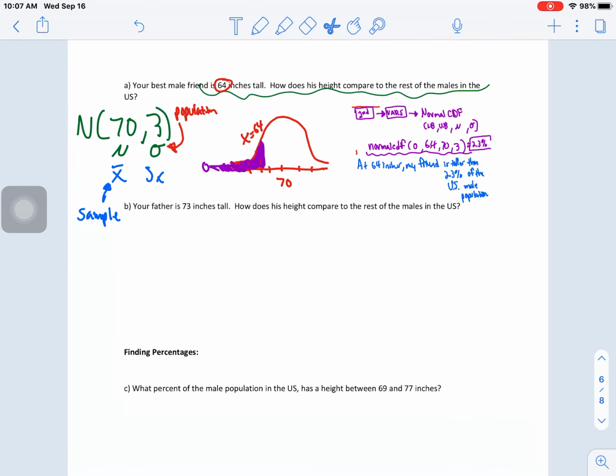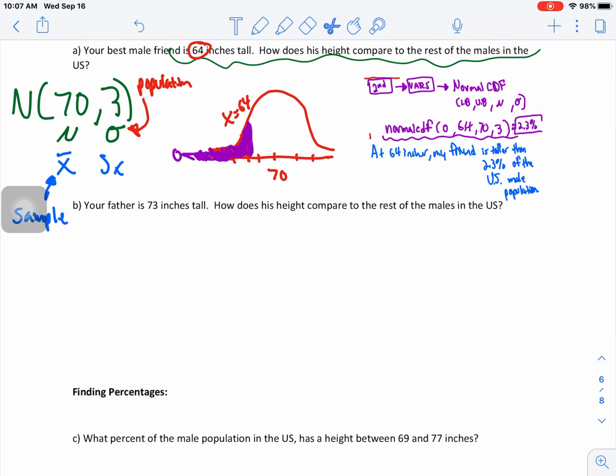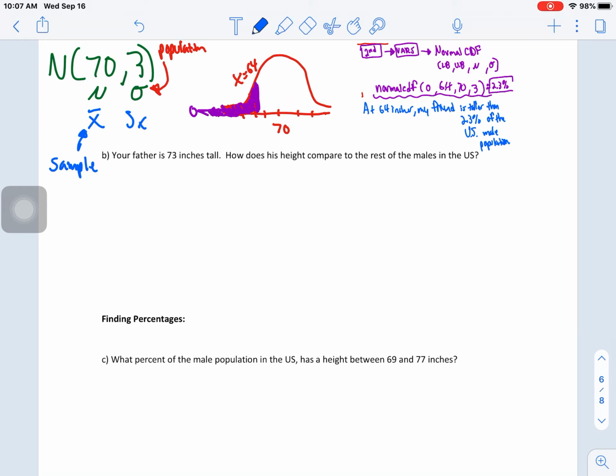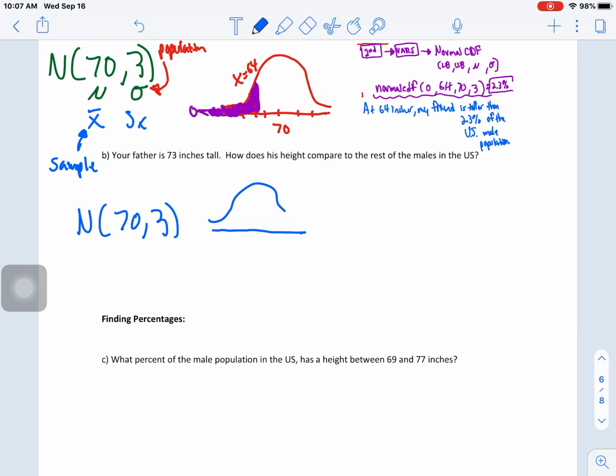All right, so that's one example. Next example, your father is 73 inches tall. How does his height compare to the rest of the population? So very similar. I always like to start by denoting what normal model we're using. We're still using that normal model with adult males.